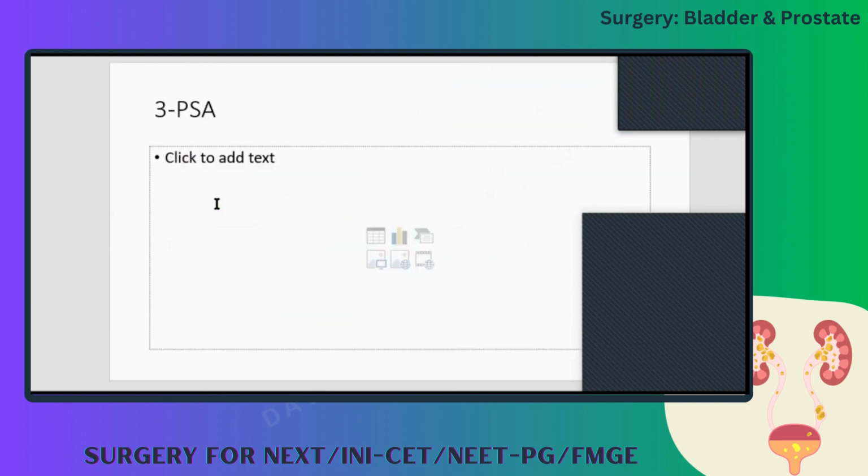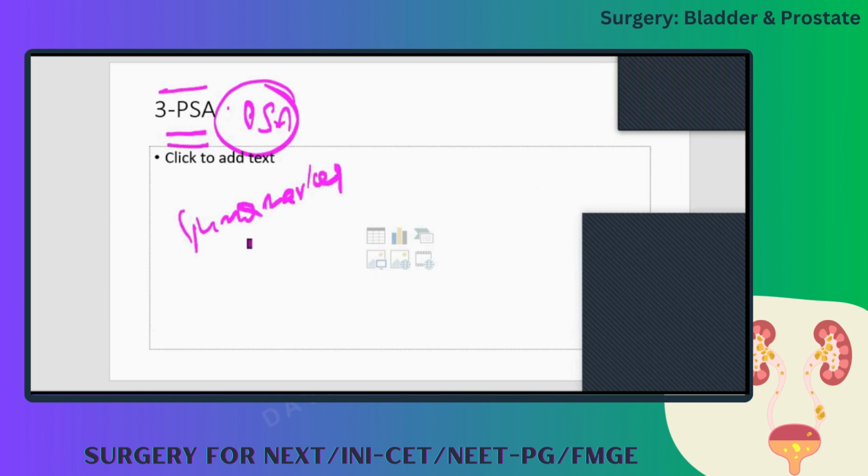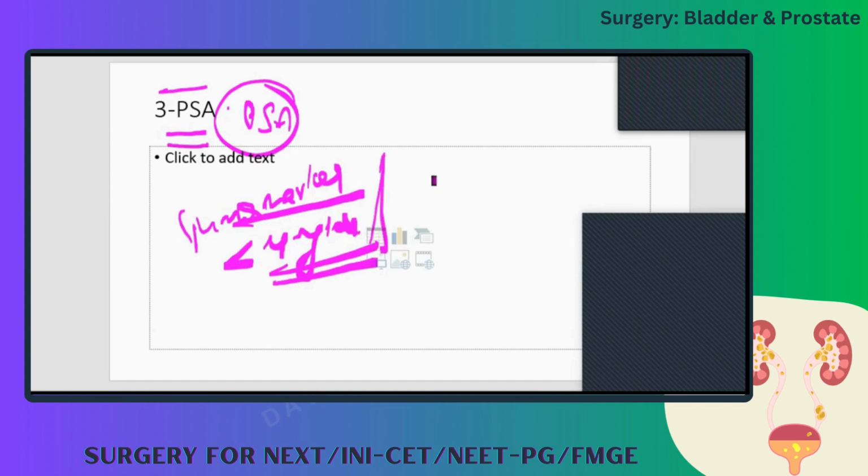And then we have another test called the PSA. What does PSA mean? Prostate specific antigen. It is a tumor marker actually. The normal value should be less than 4 nanogram per ml. If it is increasing, then the chance of malignancy increases. So this is a tumor marker. The first investigation is uroflow, then you do a cystometrogram, then you do a PSA.